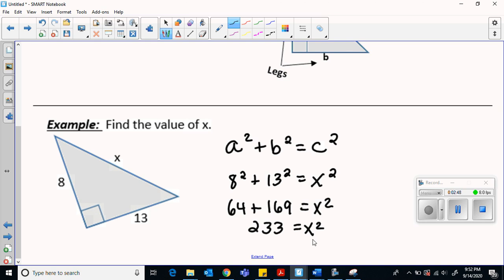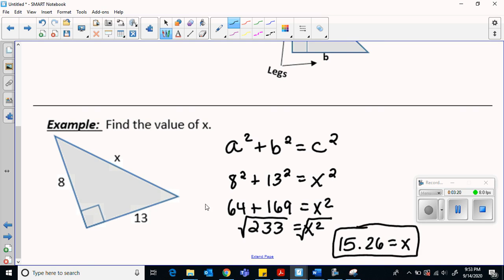And remember, we don't want to know what x squared is. We want to know the value of x. So in order to undo squaring, we take the square root of both sides. You can use Desmos for this. You put in the square root of 233, which gives a decimal, and that's okay. Let's round to the nearest hundredth. So 15.26 is equal to x. Roughly, that is the length of x, which should make sense because the hypotenuse has to be the longest side, so it is longer than the other two sides. Okay, so that's just a refresher of the Pythagorean theorem.